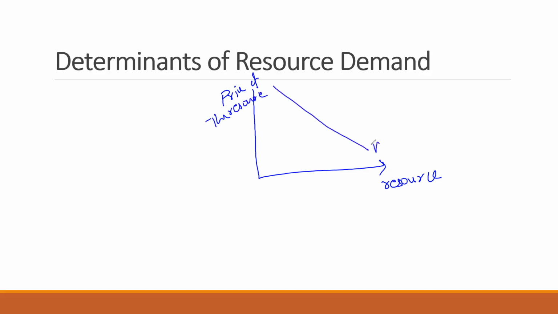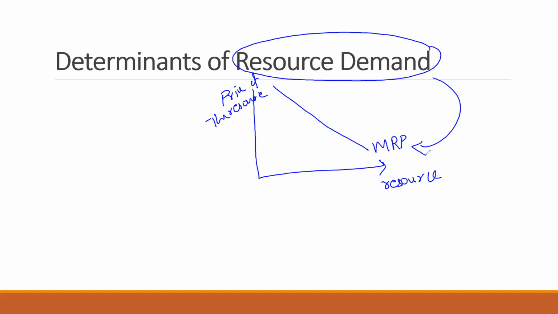An easy way to look at this is to think of something like this. This is the resource, and on the vertical axis we have the price of the resource. If you take the price of the resource, you will see MRP, or marginal revenue product, downward sloping, which represents demand for the resource. Now, sometimes this resource demand can increase, that means going to the right, or it can decrease, which is going to the left.